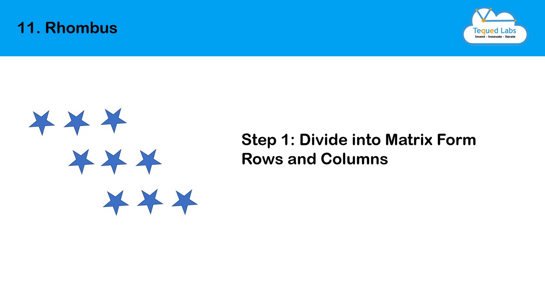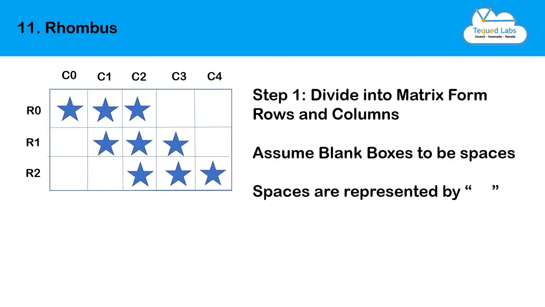Next, we have an interesting pattern. It is a rhombus. Same process. Divide into rows and columns, label them. As we can notice, there are spaces on the left hand side, so we have to use a separate loop to print the spaces.